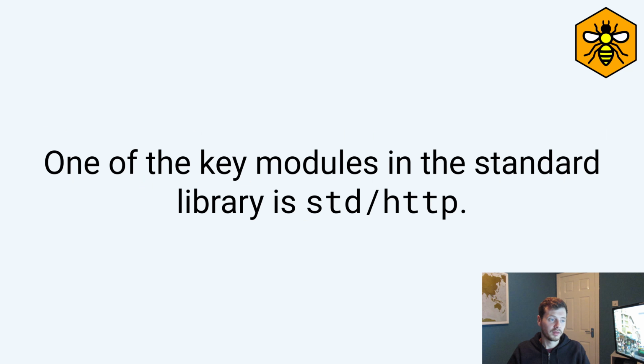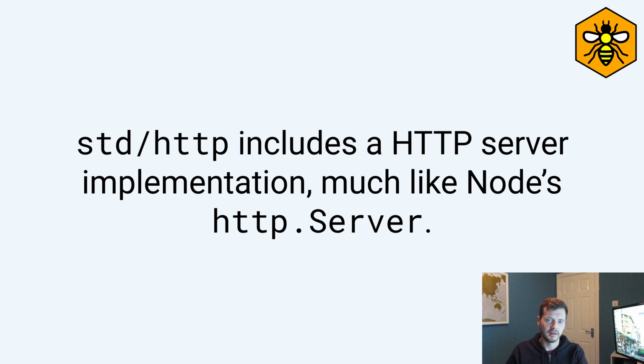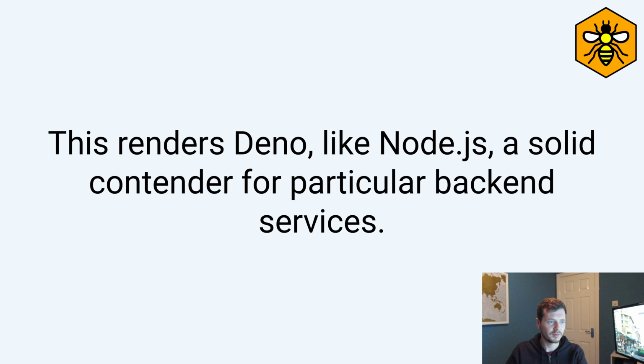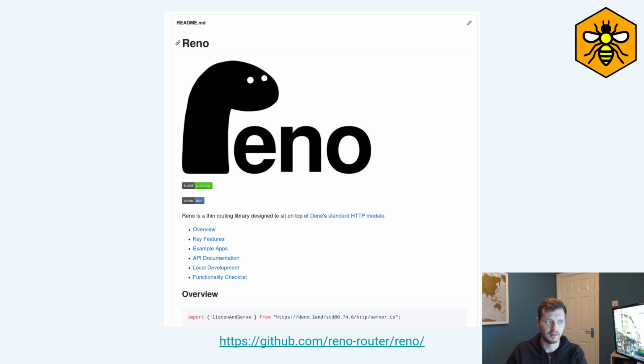Now, one of the key modules in the standard library is std/http. std/http includes a HTTP server implementation, much like Node's http.Server. This renders Deno, like Node, a solid contender for particular types of backend service.